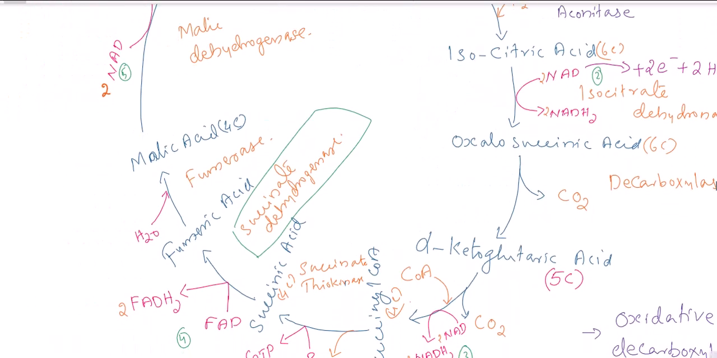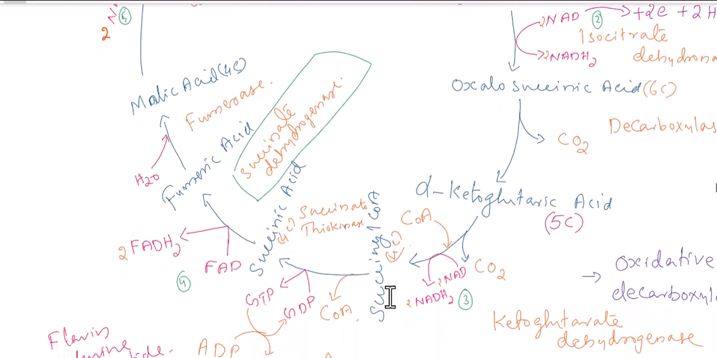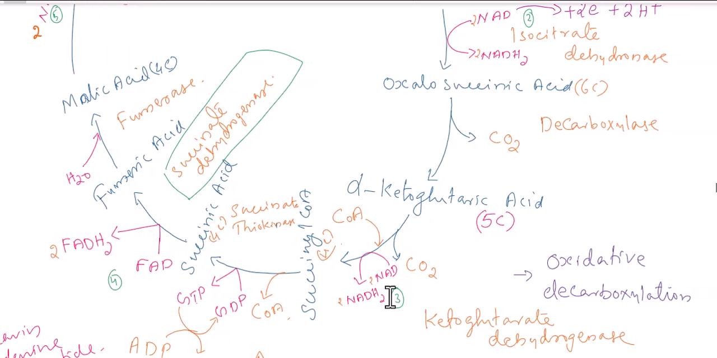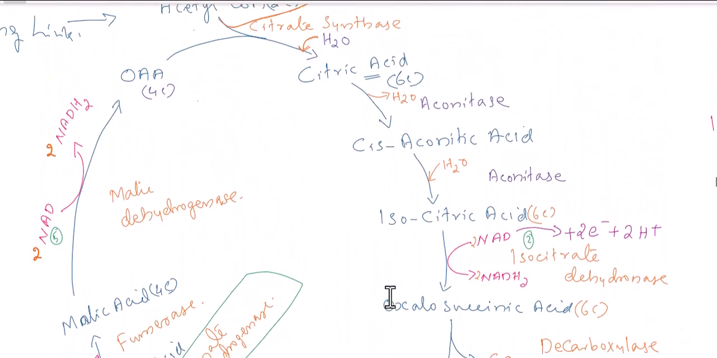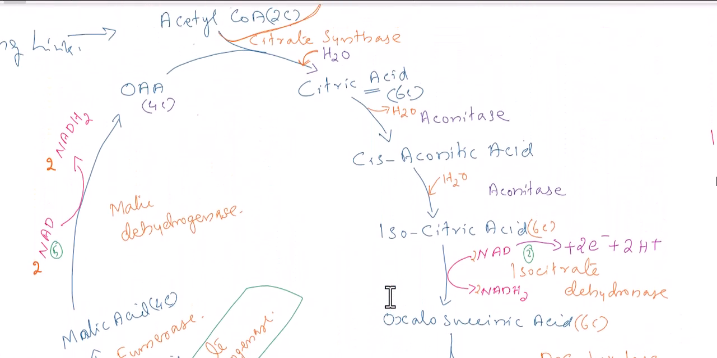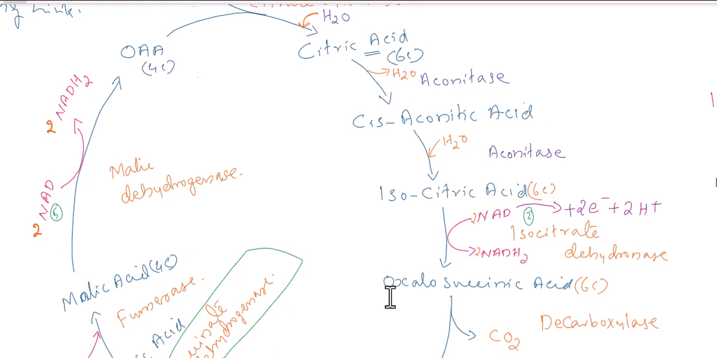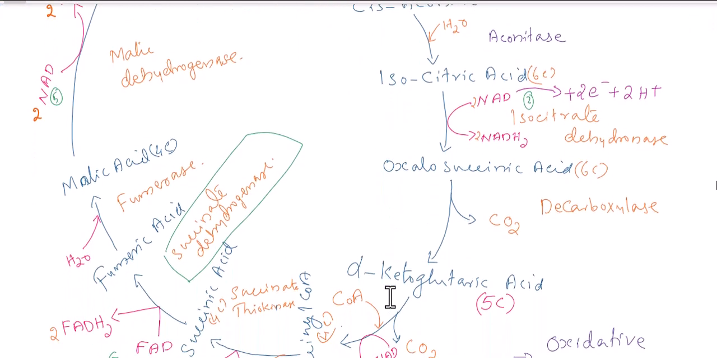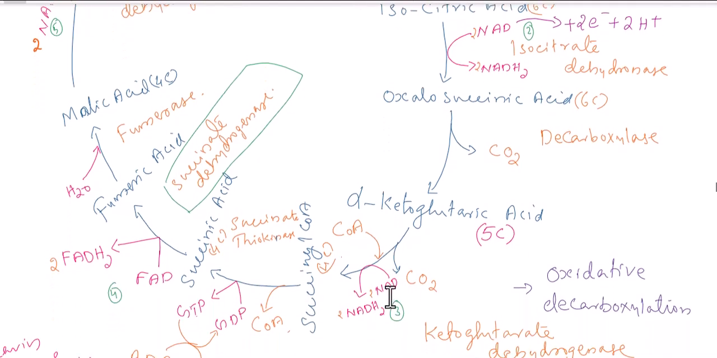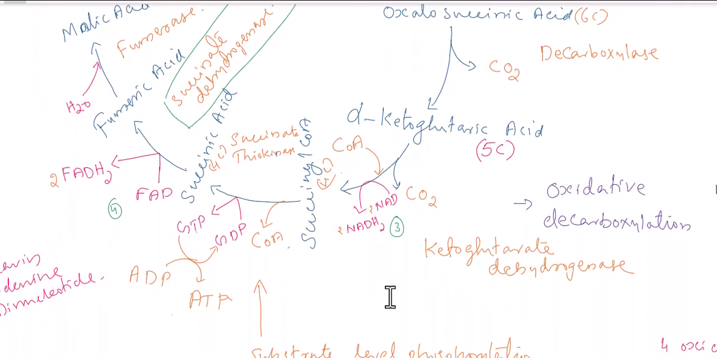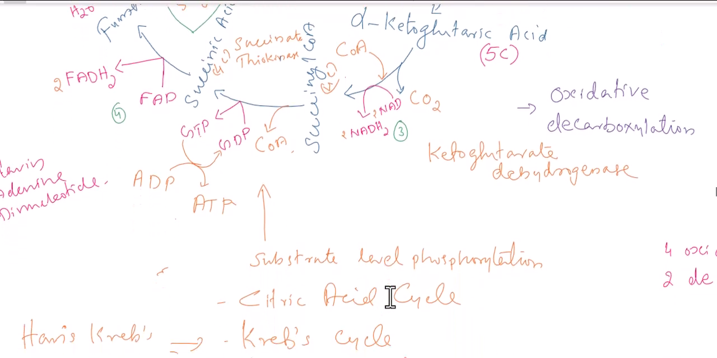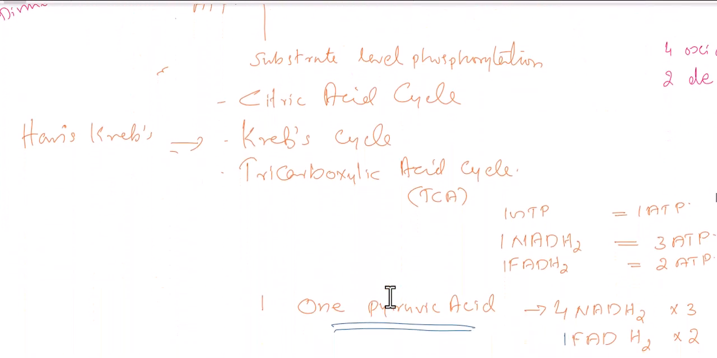There occur 4 oxidations and 2 decarboxylations: 3 NADH2 and 1 FADH2. From one pyruvic acid, in the Krebs cycle there are 3 NADH2 and 1 FADH2. Based on the question we can answer it. So that is the overall process of the Krebs cycle, right?